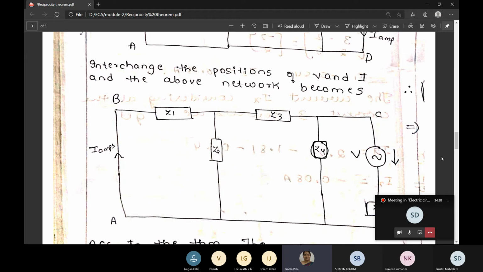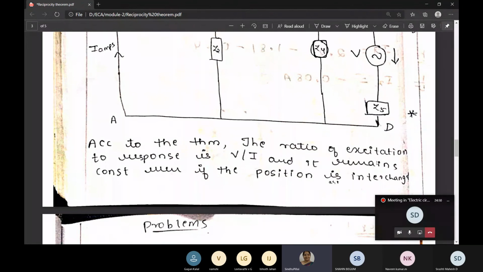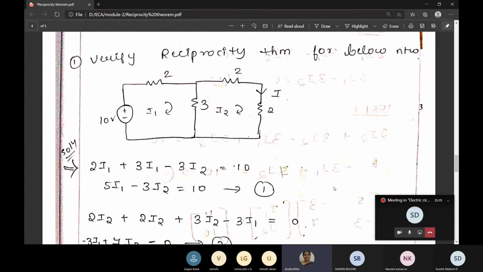Now the current has come here and the voltage has moved, so the positions of excitation and response are interchanged. Even then the ratio remains constant. That is what this theorem tells. According to the theorem, the ratio of excitation to response, V by I, remains constant even if the positions are interchanged. That is the reciprocity theorem. Just interchange the positions and find V by I again; if you get the same answer, then the reciprocity theorem is proved. We will do this with one simple example so that you will understand.